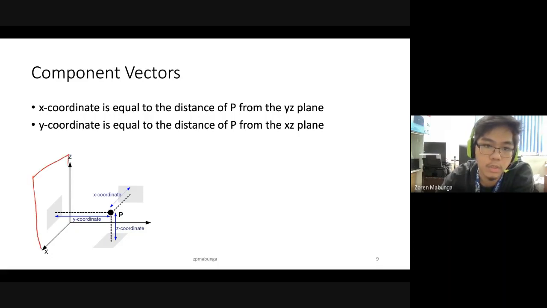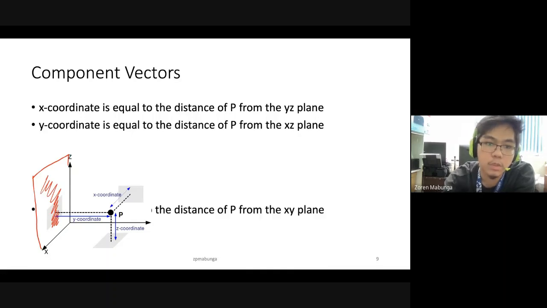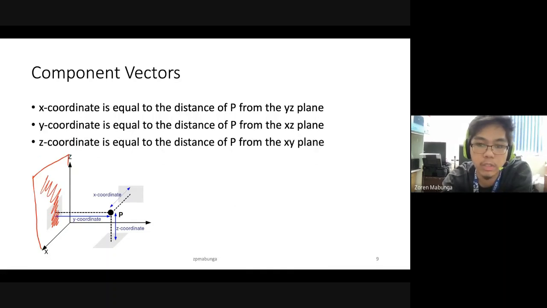Yan. So, this is your XZ plane. And the YZ plane is ito naman yan, yung kanina. And then yung Z coordinate is equal to the distance of P from the XY plane. Alin yung XY plane? Ito yung nakahiga dito sa ilalim. Yan. So yan yung XY plane. So yung distance na yan, that will be your Z coordinate. Okay?